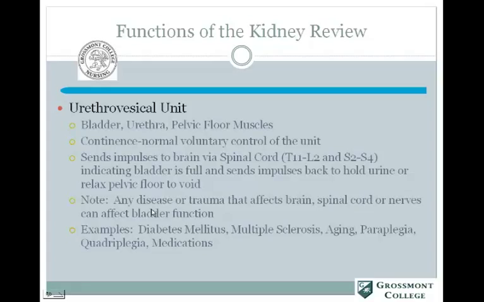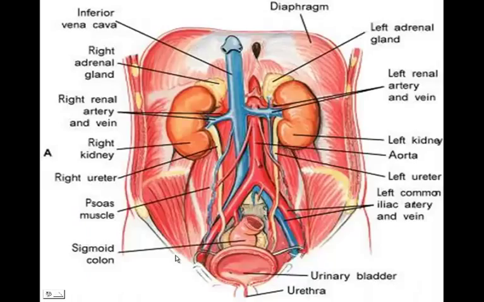Urethrovesical unit. Okay, this is made of transitional epithelium, or rugae. We talked about rugae in the stomach also. When the bladder fills up, it sends signals to the brain, and we either tense or relax to hold our urine or to void. So when we have problems in the brain or spinal cord, that can affect the bladder. Also, some diseases can affect it too. So there's just your basic anatomy picture of what we just talked about. Two kidneys, each one with the ureter to the bladder to the urethra.